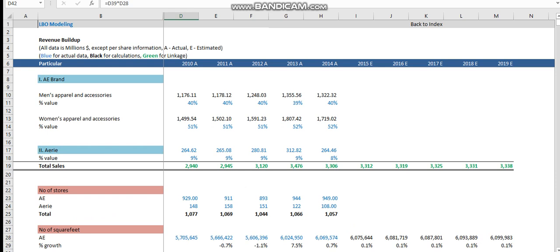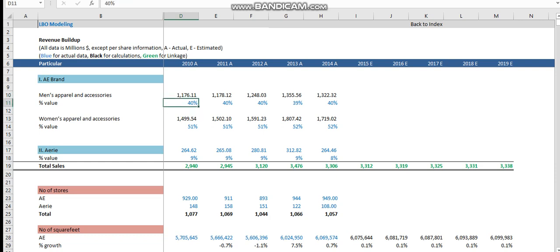Let's say this is an apparel brand, and there are two brands in this: the AE brand and Aries. In the AE brand there are two varieties, the men's apparel and the women's apparel. This is the total sales number, and this is the men's apparel. Let's say this one is the women's apparel, this number is there, then this is Aries, this number is there. So we are going to discuss the total number.